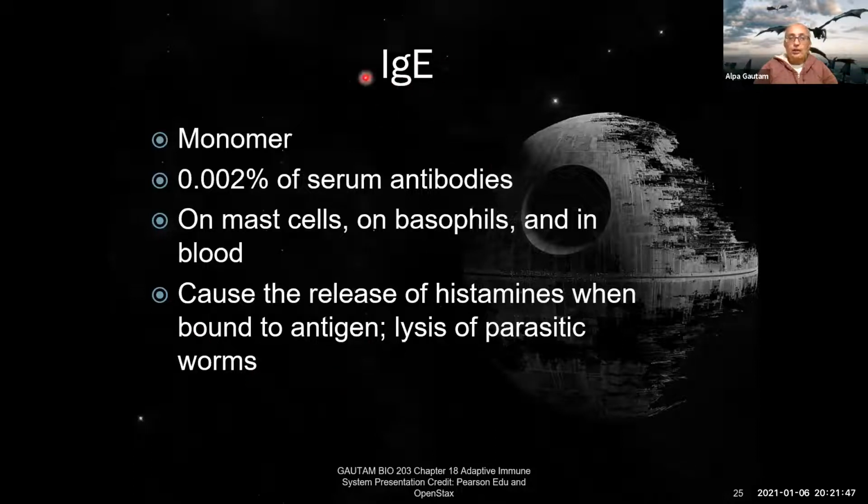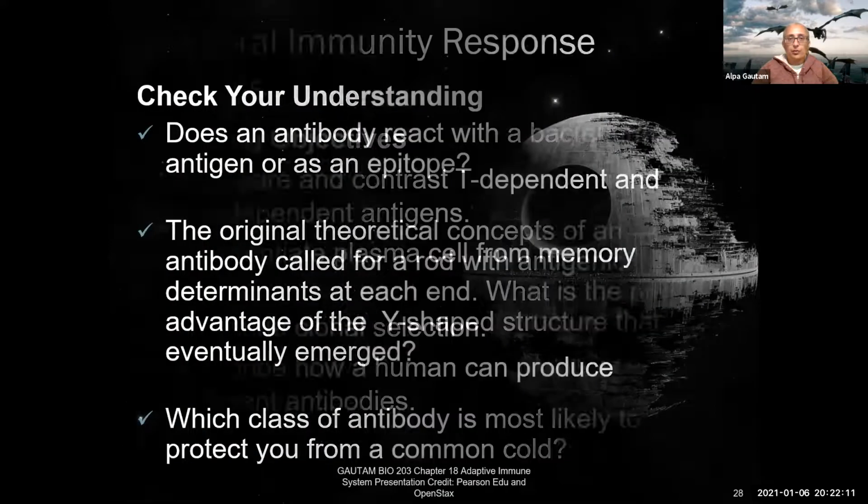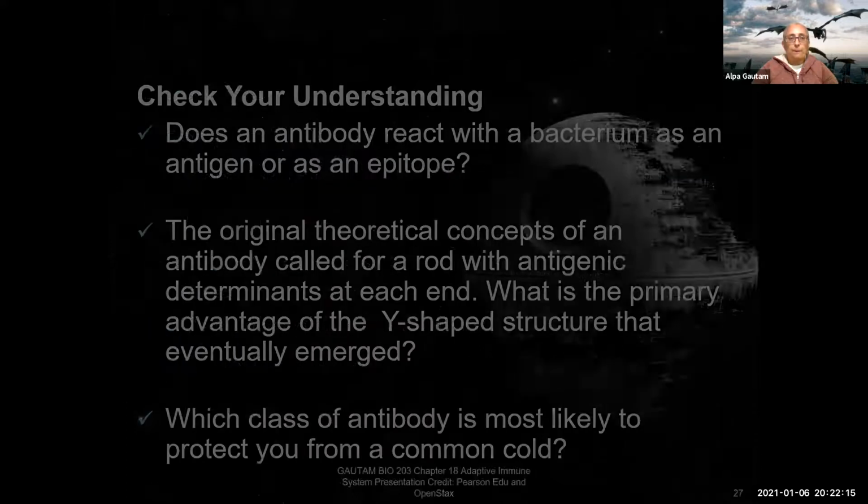So when the IgE antibody that's present on the mast cell and the basophil binds to an antigen, it causes the release of histamine. It also causes the lysis of. So IgEs have dual functions. Pictures say 1,000 words. Do I have pictures? Oh, no, it doesn't. Okay.